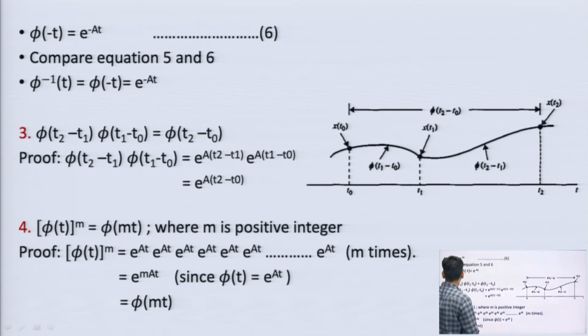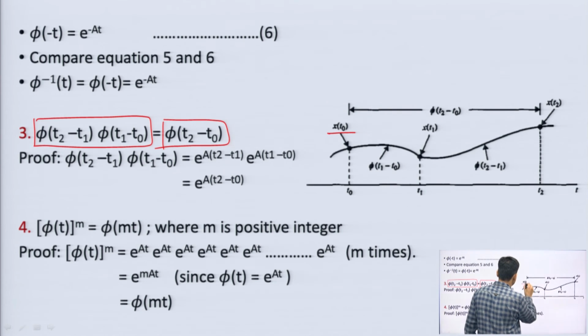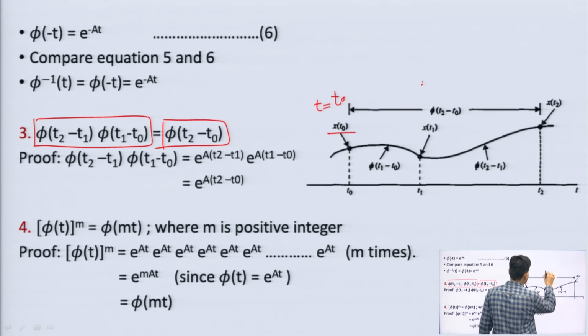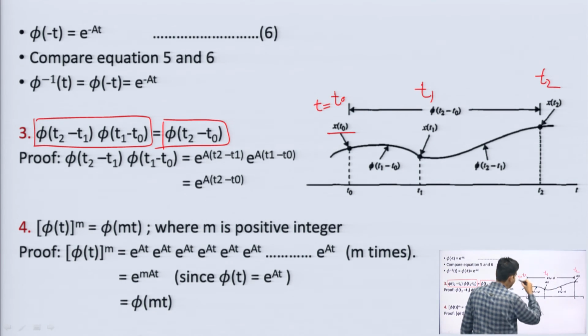In the same way, we will see the third property, that phi of t 2 minus t 1 times phi of t 1 minus t naught is equal to phi of t 2 minus t naught. What does it mean? Suppose I define my state vector at time t equal to t naught, here I define the state vector at time t equal to t 1, and here I define it for time t equal to t 2. So, at different instants I have defined my state space model, right. If I know the transition between the states at t naught and t 1, I can write it here as phi of t 1 minus t naught.